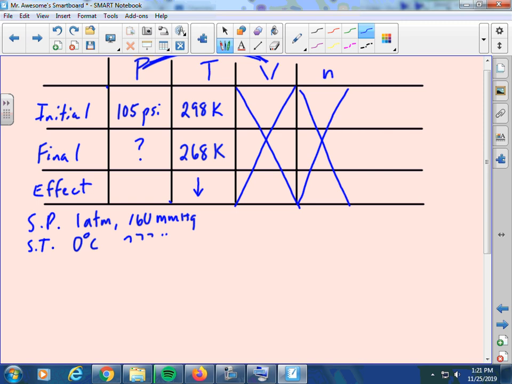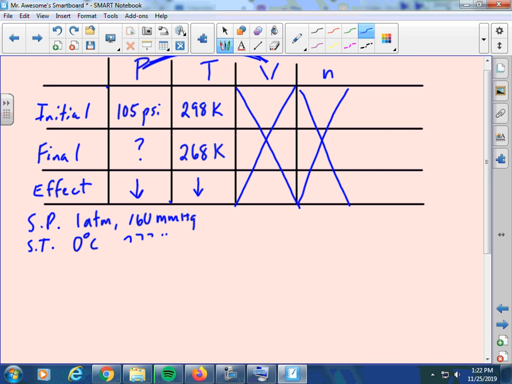Now, how are temperature and pressure related? Like if I increase the temperature of a gas in a container and it can't expand, it can't shrink, what would happen to the pressure? It would increase. So if I increase the temperature, the pressure would also increase, right? So that's called a direct relationship. So it makes sense if I cooled it, if I decrease the temperature, the pressure would go down, right? Okay, so in this case, pressure and temperature go the same way.